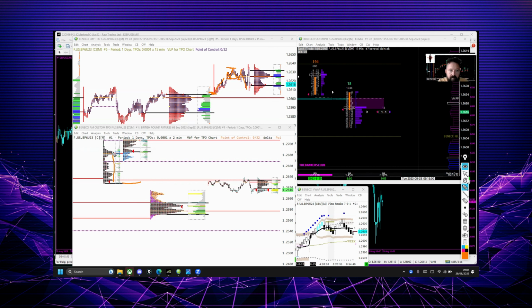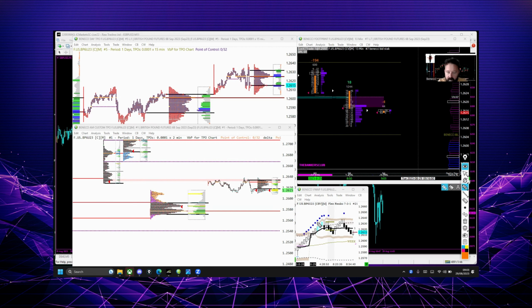It's kind of the same area as this volume node here, where the software has printed the point of control. Well, I thought, given that that's the same area as that, I'm going to look at that as a hidden secondary point of control. So that is going to be therefore my area of interest to get short, seeing that we'd opened at the value area low. And that would be in alignment with the current day's highs at the time, which was there.